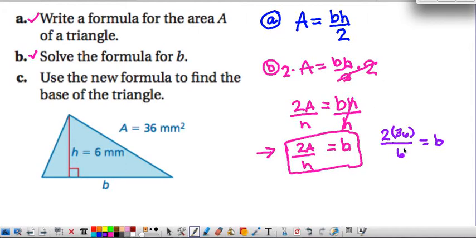Now all we have to do is follow the order of operations. 2 times 36 is 72, and 72 divided by 6 is 12. So we know that 12 is equal to b, which means the base of our triangle is 12 millimeters.